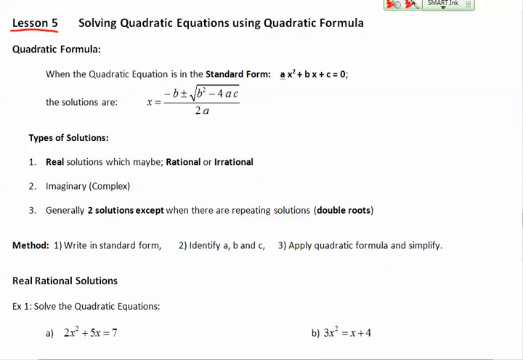Right. So today we're going to learn a new way to solve quadratic equations. This is called solving quadratic equations with the quadratic formula. So just to refresh my memory, what's a quadratic equation? It's an equation that has an x with one exponent.